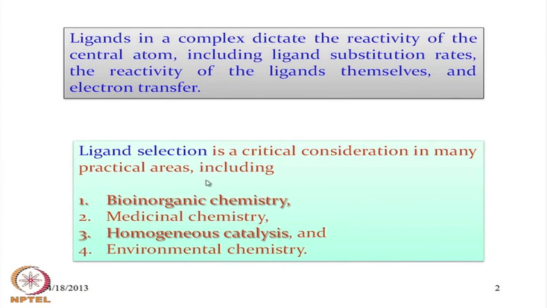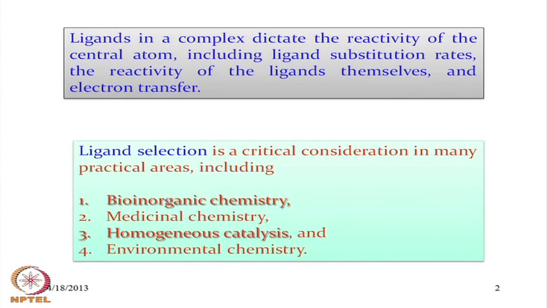So, in different areas of coordination chemistry, what type of ligand we select is important. It is critical to consider these when we choose ligands for practical purposes. When we talk about bioinorganic chemistry, that means bio-coordination chemistry, we want to know the nature of the metal center present in all biologically important molecules.